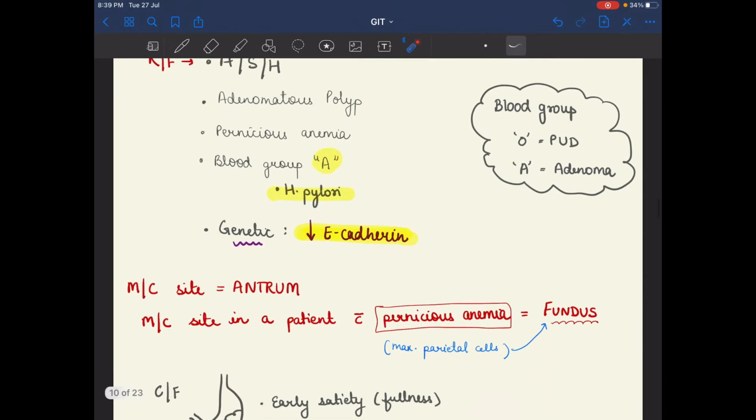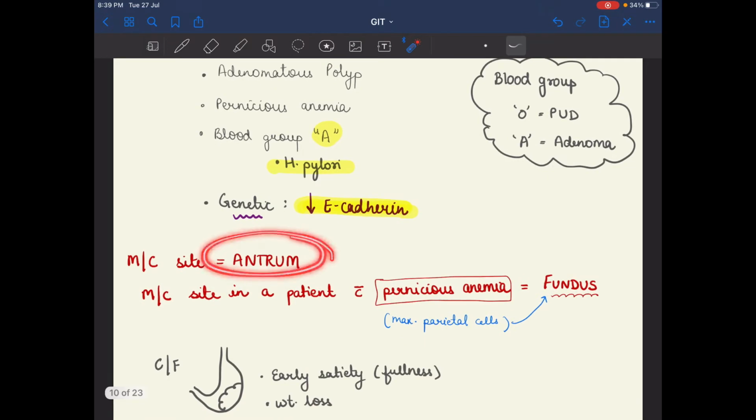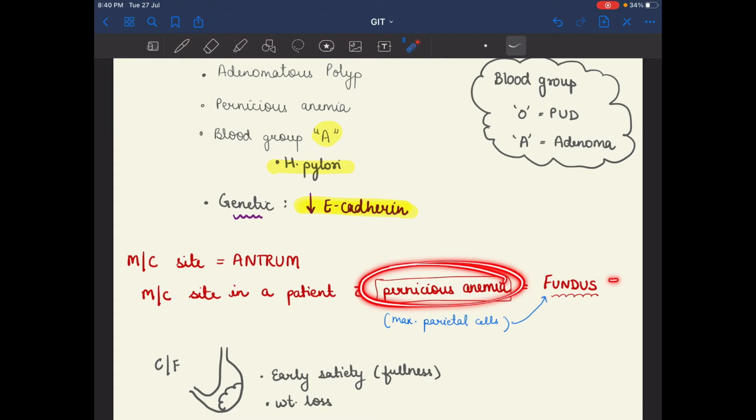What is the most common site for adenocarcinoma? The most common site is the antrum. The antrum part of the stomach is the most common site for gastric adenocarcinoma, and the most common site in a patient with pernicious anemia is the fundus, because most of the parietal cells are present in the fundus. That's why in pernicious anemia the most common site is the fundus.